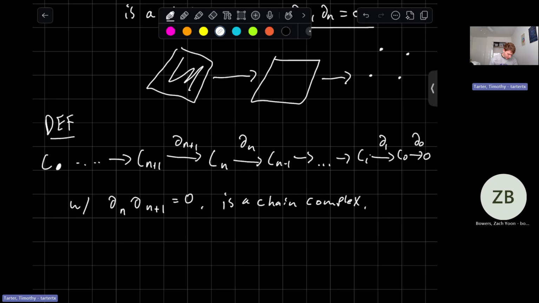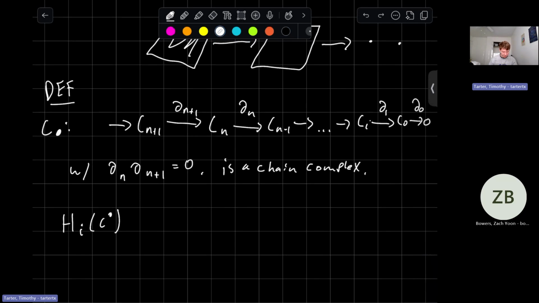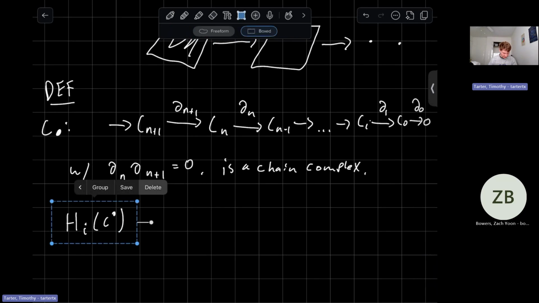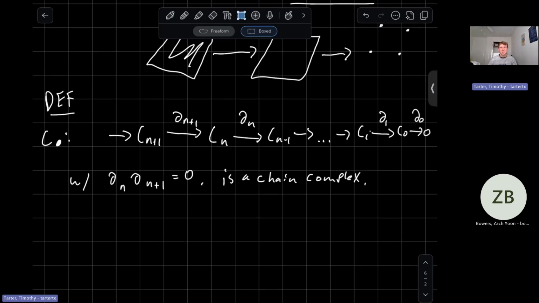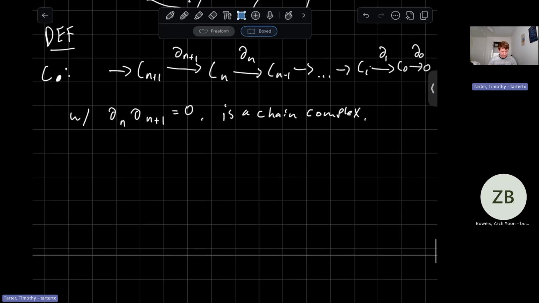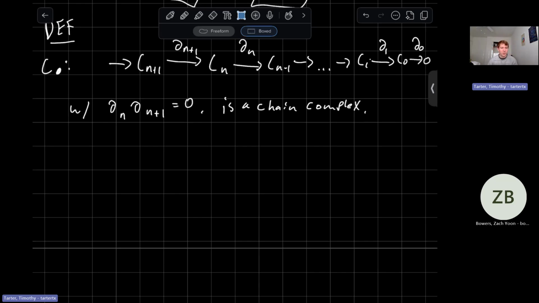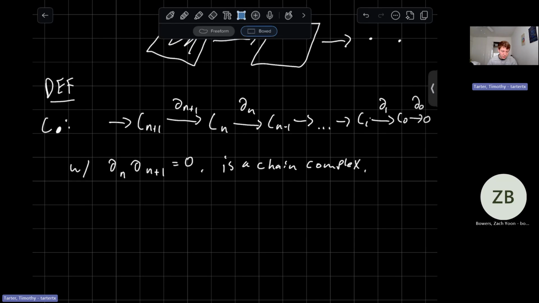I'm going to pretty much always call this C bullet. So if you ever see me say something like H_i of C bullet, that means it's the ith homology group at the ith entry of this thing, because we're looking at the dimensional data at i. It's worth noting for people who have experience with this stuff that short exact sequences induce long exact sequences in homology and cohomology. But the long sequence induced at each Cn is not something that we typically care about as much, at least where I come from.